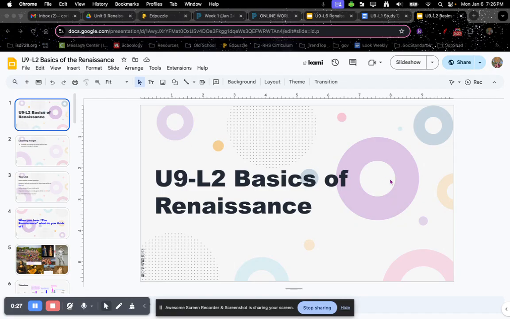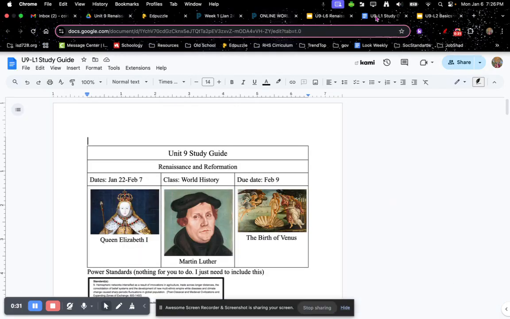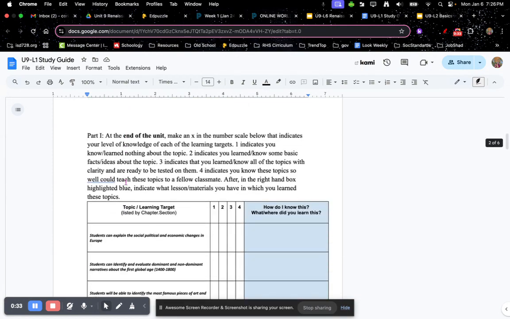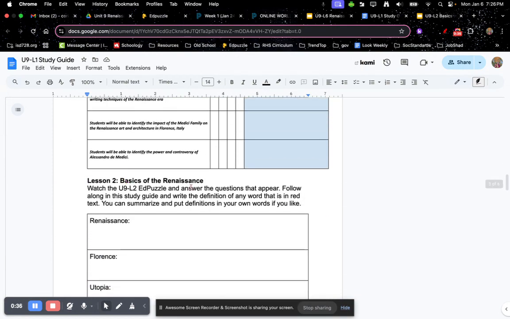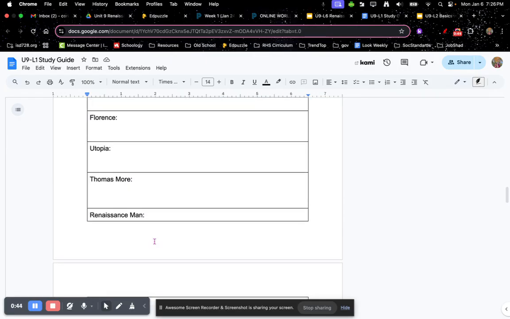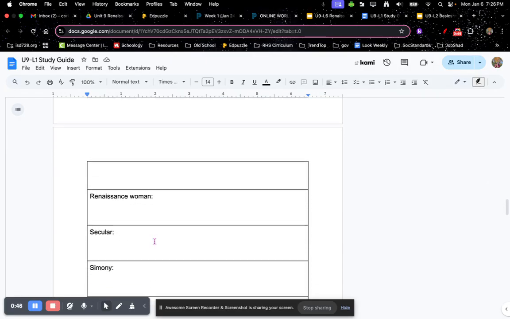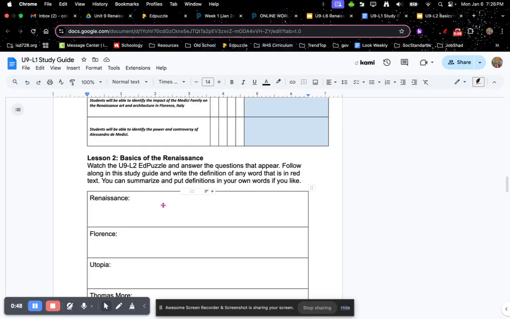As you watch this Edpuzzle video, you are going to want to follow along with your study guide. Here's your study guide right here. We are on lesson 2, Basics of the Renaissance. As we go through the slideshow, there will be some words that are highlighted in red. Those are going to be vocab words. So you want to make sure that you're following along with the slideshow and putting those vocabulary definitions down on the study guide.